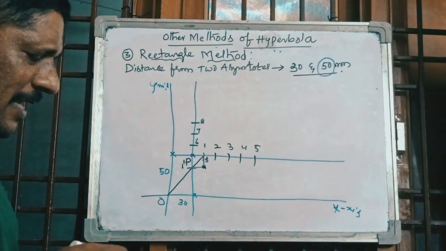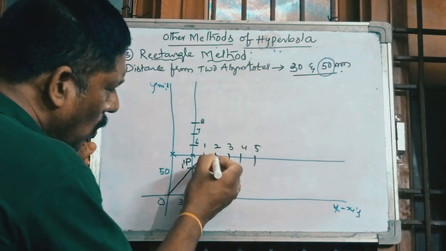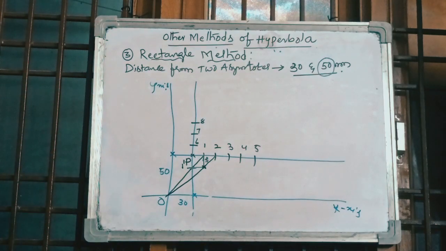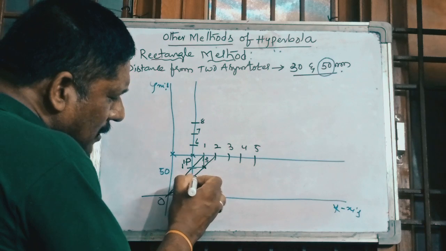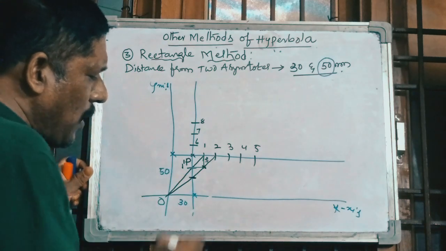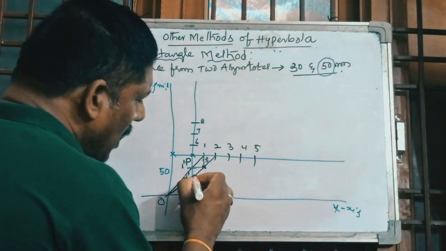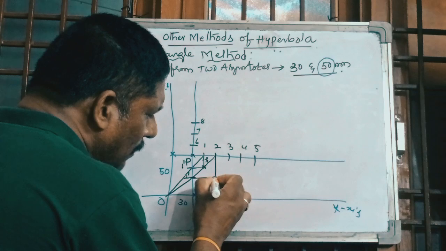In the same manner, join 2 to O by a straight line. While joining this line, you see once again it is intersecting at this point. So give the numbering here 2 dash. From this 2 dash point, draw a horizontal line. And from here, draw the vertical line. You will get another point here.